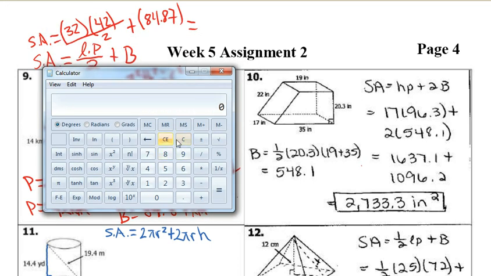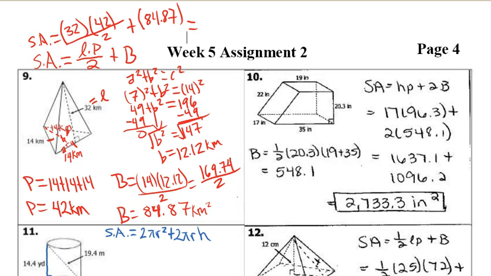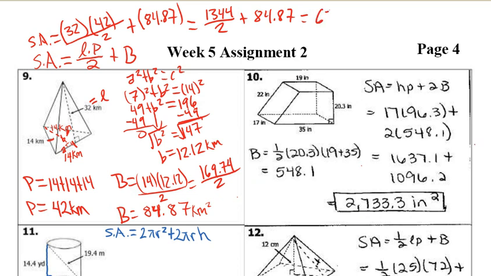So here I'm going to have 32 times 42, which is 1344. So let's put this here. On top is 1344 all over 2 plus 84.87, which is going to take the whole top bar. So 1344 divided by 2 is 672, plus 84.87.